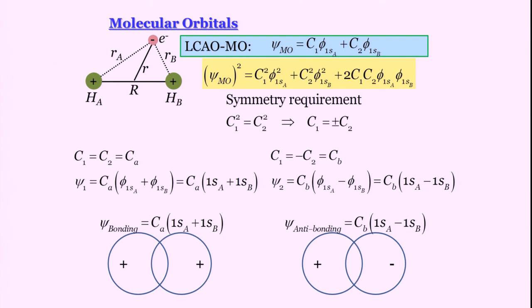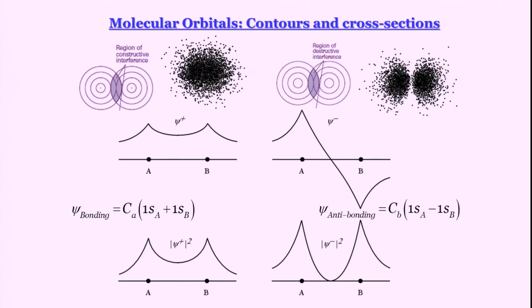So, we just leave it with this. Okay. So, we have obtained two kinds of molecular orbitals, bonding and anti-bonding. Great. This is where we are so far.